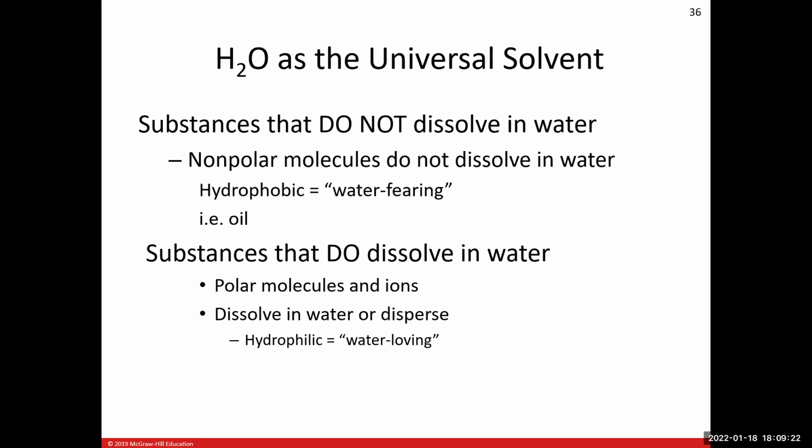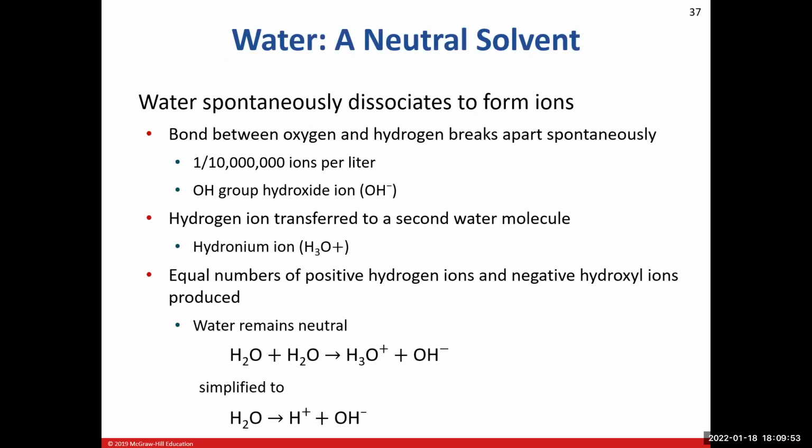Now, substances that do dissolve in water, we call those hydrophilic. They're water loving. And those are going to be polar molecules or ions. So we want to keep in mind these properties. When we add these substances to water, they'll disperse and pretty much break down to where we can't see it anymore. Those are polar molecules and ions, which brings us to our next topic, which is going to be talking about acids and bases. But let's not jump into that yet.